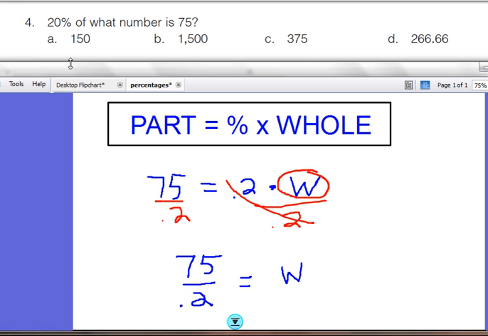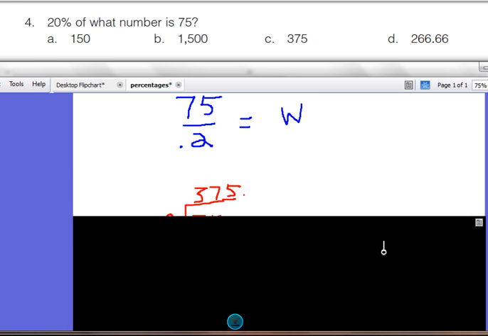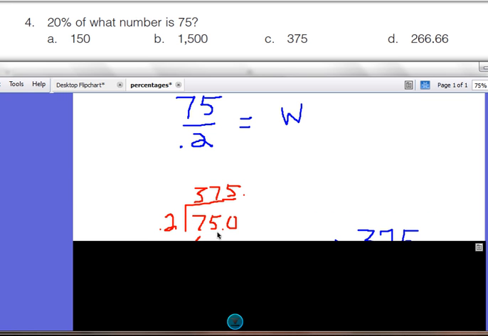Now that's not one of the answers. This is a different form of one of the answers, but we have to do this division to figure out which of these numbers represents 75 divided by 0.2. So to do that, we're going to do some long division. 0.2 goes into 75. Because it's 0.2, we have to move that decimal over 1 to the right, and we'll move the decimal over 1 to the right here. So basically we're doing, how many times does 2 go into 750?